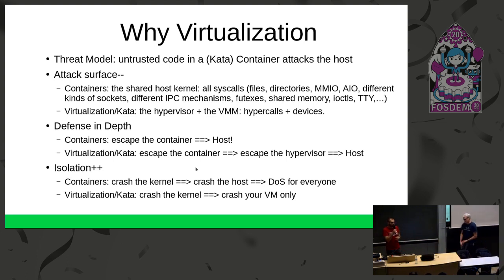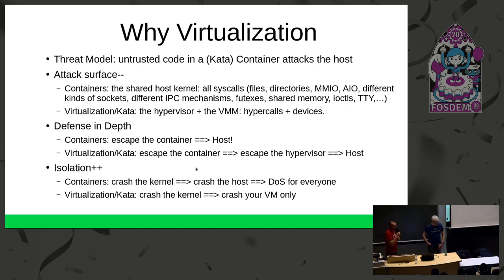While on the other end, if you have virtualization, then the attack surface is the one of the hypervisor. And even if you add to that the device model, so all the abstractions that you need to create virtual devices, the attack surface is still smaller. Then another point, defense in depth: to actually escape, if something running inside a Kata container wants to escape and do harm at the host level, it needs to escape two layers, containers and virtualization.